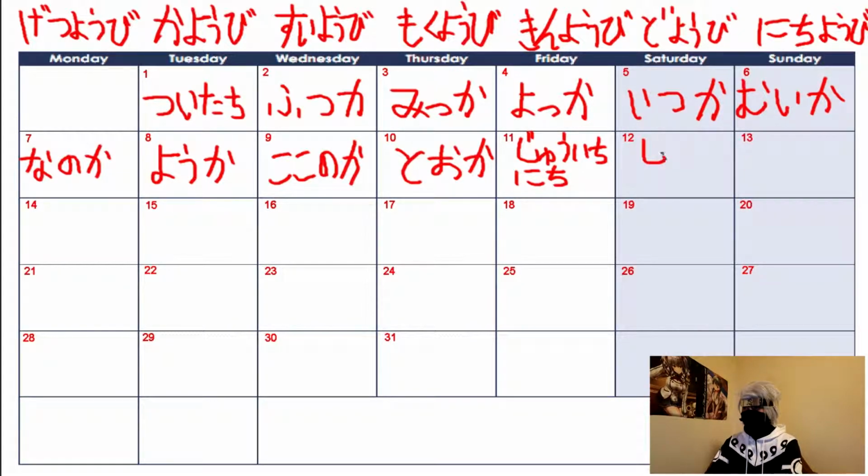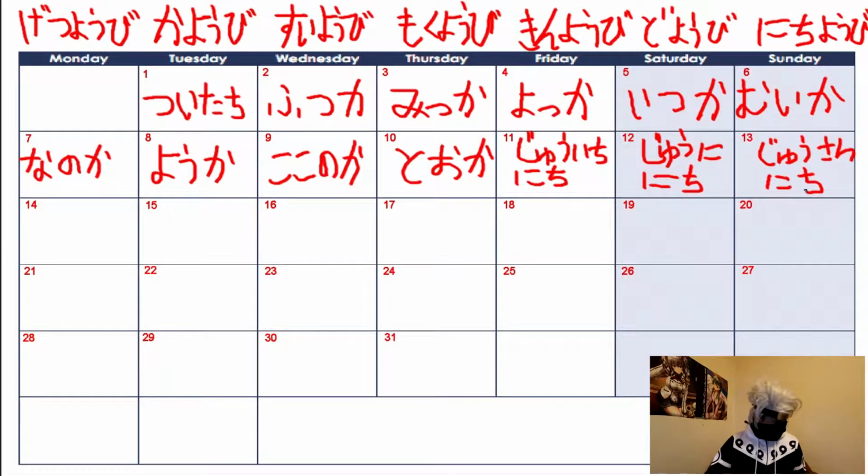Next, 12. Add nichi. 12日. Okay. Next is 13. 13日. Simple. I mean, 13日. Someone is calling.